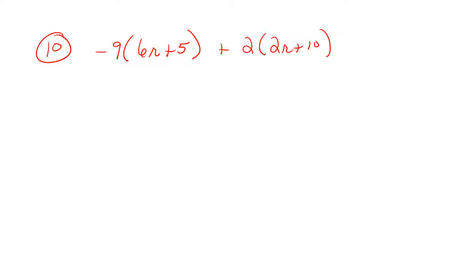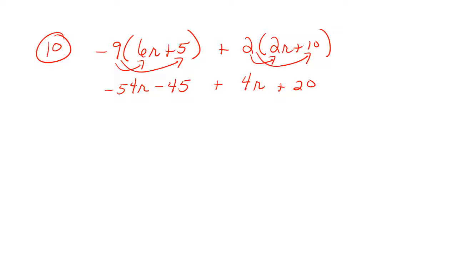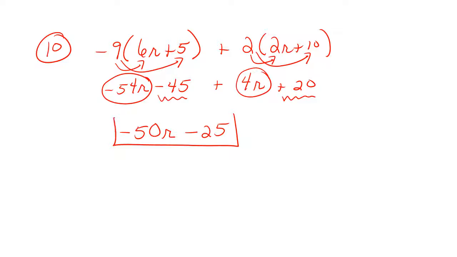The distributive property is used on number 10. -9 parentheses 6r plus 5 plus 2 parentheses 2r plus 10. -9 times 6 is -54r. -9 times 5 is -45. 2 times 2r is 4r, and 2 times 10 is 20. Pick out your like terms and combine them. That will give me -50r and -25. Remember, you can use your calculator to make this a bit easier.